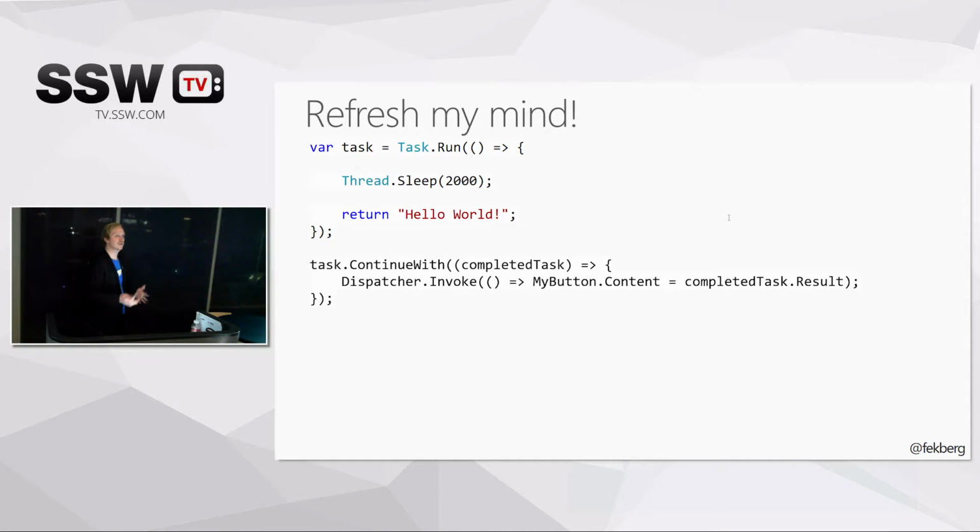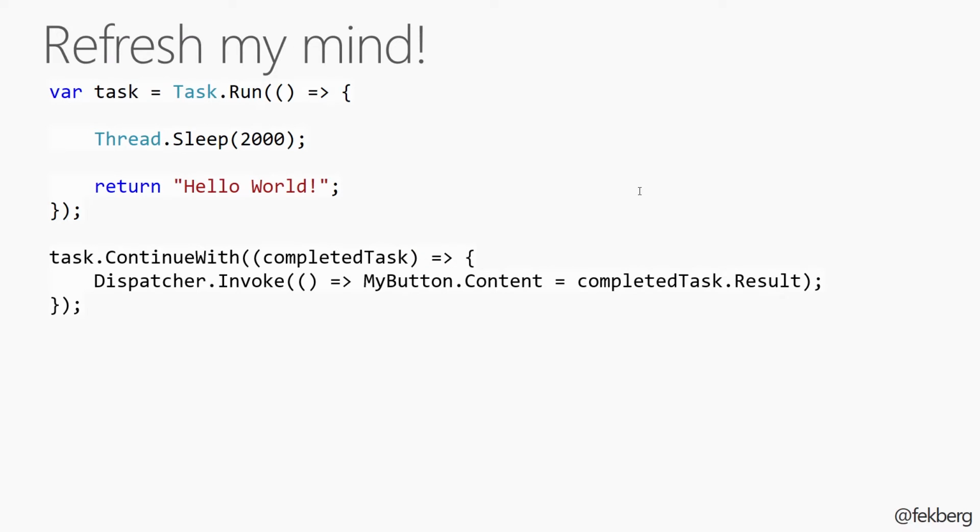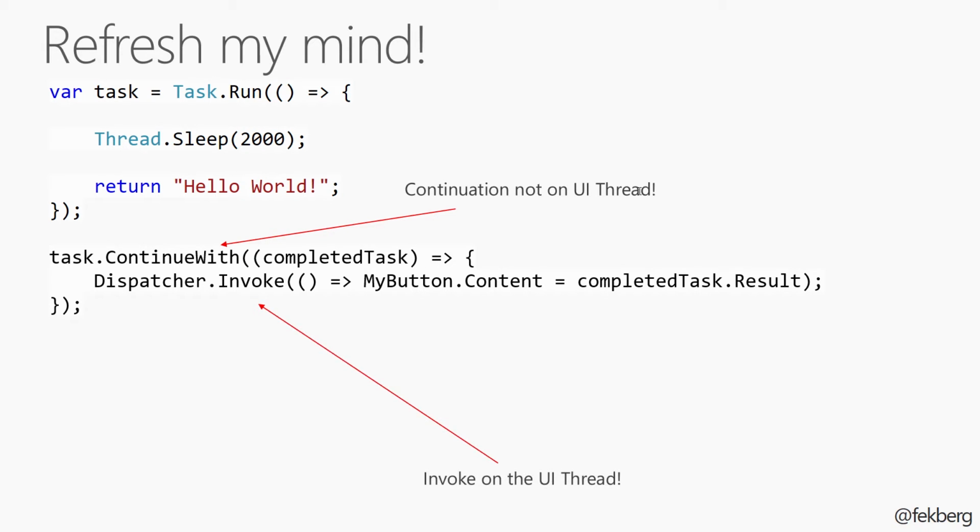Now, then you see me doing something called the Dispatcher.Invoke. What's interesting here is that the continuation is actually not being executed on the caller thread, which in this case is the UI thread. Which means that we have to invoke the UI and say, hey, I want to run this on the UI thread, otherwise nothing will happen. I want to change my UI and say, my button.Content is equal to the result of the task, and that will change after 2 seconds.